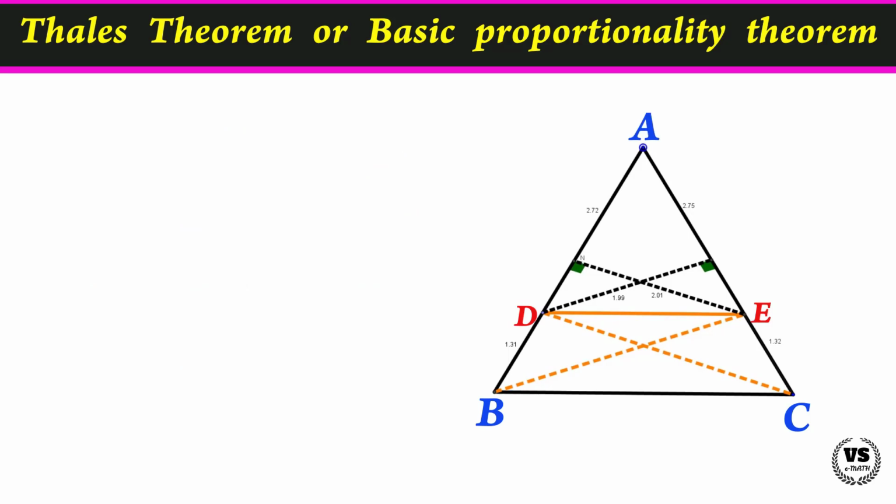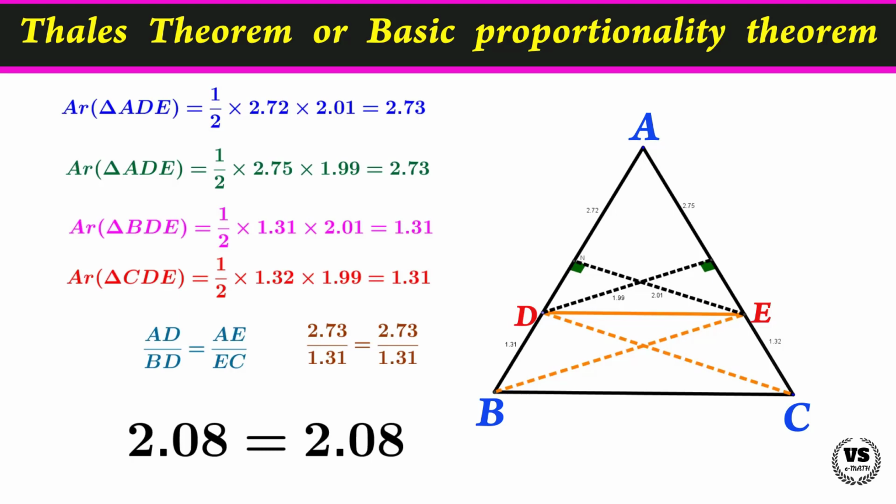Now let me rearrange these areas to make you smile. Now what do you observe? The first two areas are equal and the second two areas are also equal. Also we observe that the numerators are equal and the denominators are equal. So naturally the answers will also be equal.